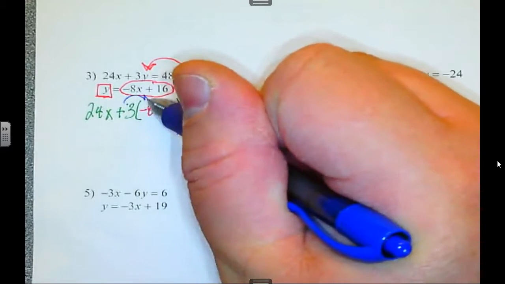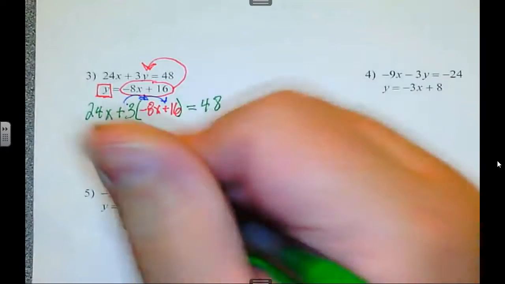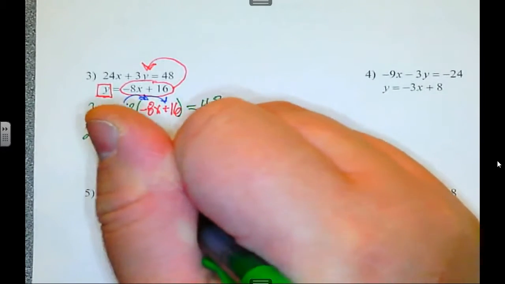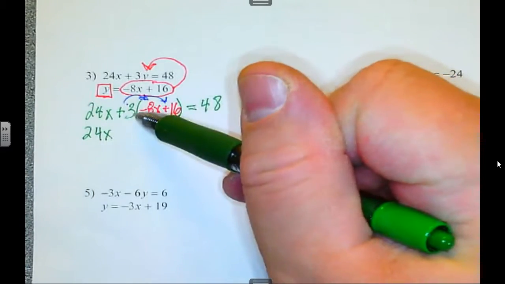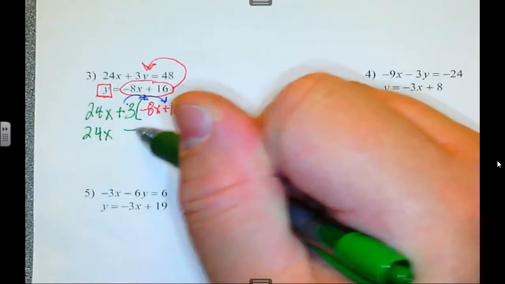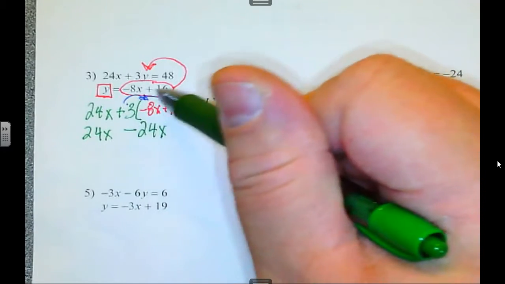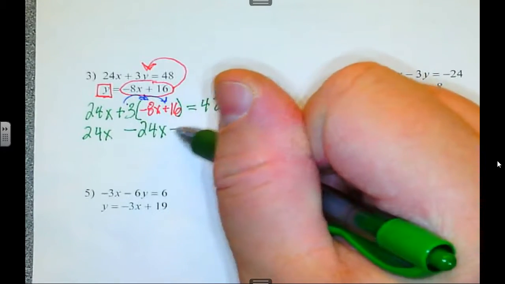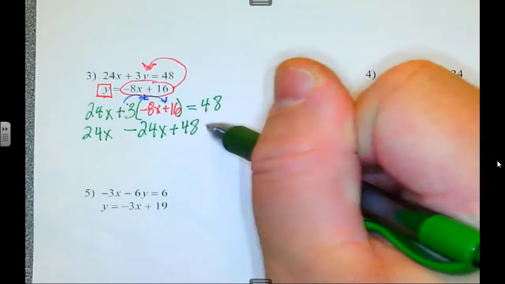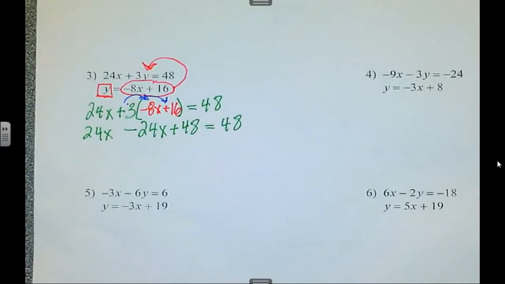Okay, I'm going to distribute the 3 in front of the parentheses. So I have 24x minus, careful, 3 times negative 8x is minus 24x. 3 times 16, 48. 48. Now I have to solve for x.